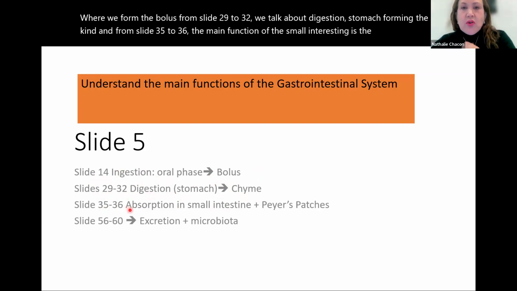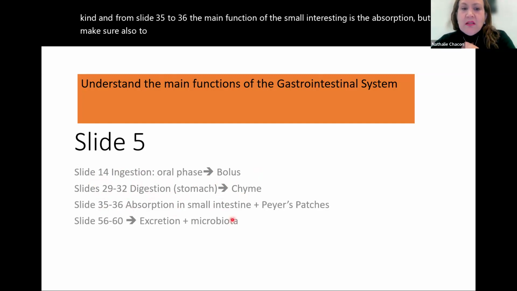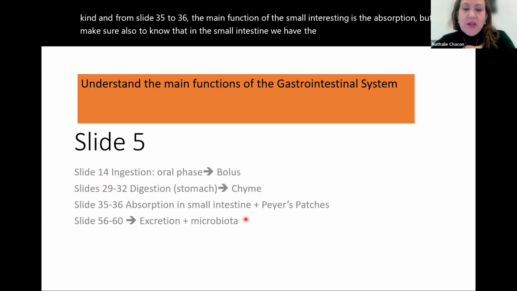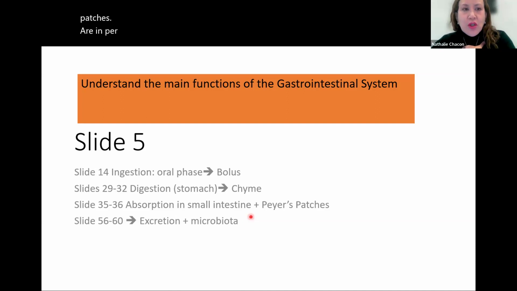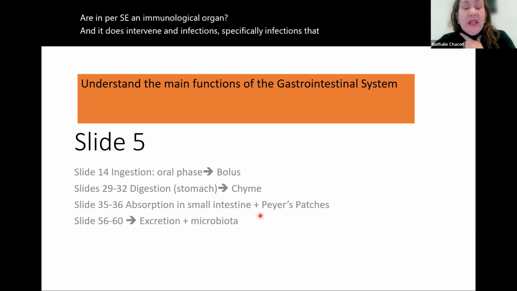But make sure also to know that in the small intestine, we have the Peyer's patches. Peyer's patches are per se an immunological organ, and they do intervene in infections, specifically infections that are coming into the body through the GI.